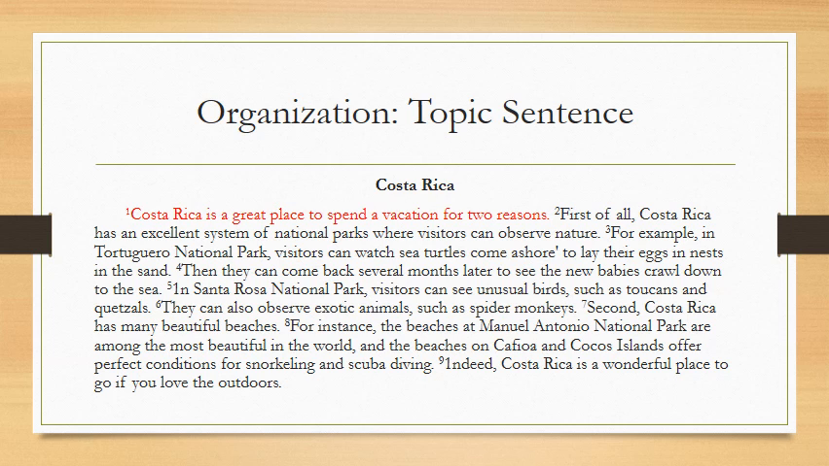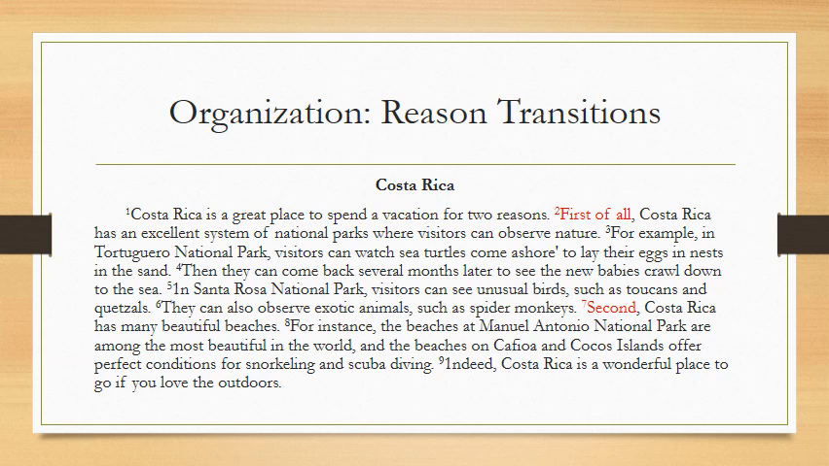So the type of paragraph that we're talking about here is one that includes reasons, and for each of the reasons you use examples as support. So let's go ahead and look at those reasons. Now, the reason transitions in this one: from the topic sentence, we can tell that there are two reasons. And the two reasons start off with a transition. The first one is with first of all, and the second one is with second. So the first reason that you should go on vacation to Costa Rica is the national parks. And then the second reason is the beaches. Okay, and we use these same kind of transitions we've been using before to introduce the reasons.